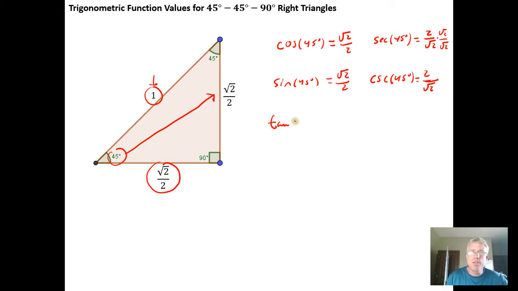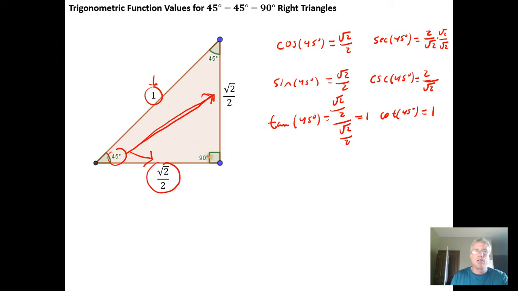And then the tangent function is easy to get here as well, because it's going to be the side opposite 45 degrees divided by side adjacent. So we wind up getting root 2 over 2 being divided by root 2 over 2, which is just 1. And that makes the cotangent easy because the reciprocal of 1 is also 1. So on a 45 degree, 90 degree, 45 degree right triangle, the trig functions are well defined. And because we can come up with easy exact answers for the 6 trig functions, we call the angle 45 degrees a special angle, because the side ratios are well defined.